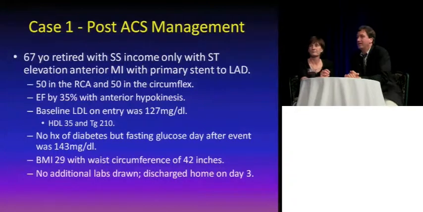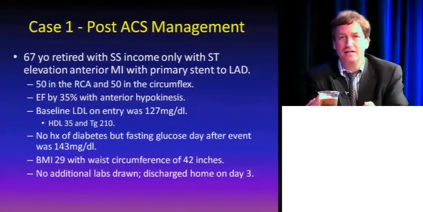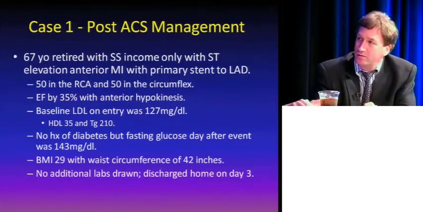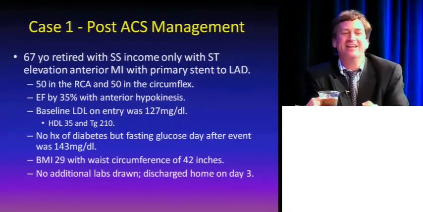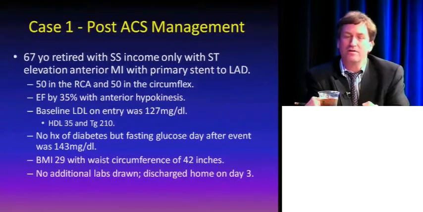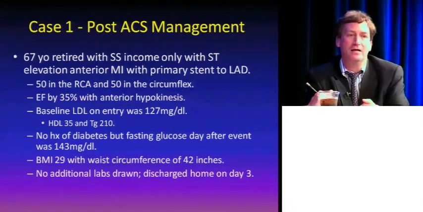Case 1. So we have a 67-year-old individual on Social Security income only with an ST elevation anterior MI with a primary stent to the LAD. Just for John, we made this a non-drug-eluting stent. She has also residual coronary artery disease with 50% in the RCA, 50% in the circumflex, a relatively low ejection fraction immediately after his MI.